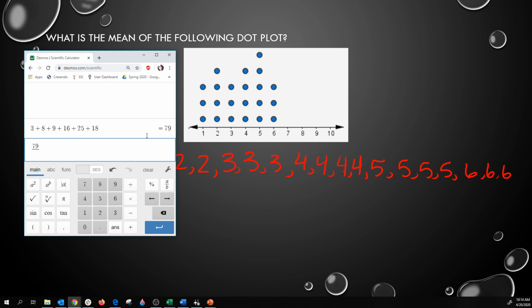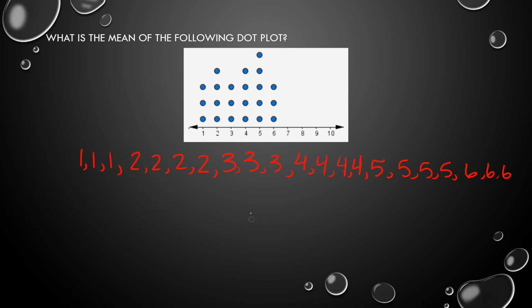So I need to divide that by how many dots I have. So I'd have 1, 2, 3, 4, 5, 6, 7, 8, 9, 10, 11, 12, 13, 14, 15, 16, 17, 18, 19, 20, 21, 22. Divide that by 22 and I get 3.59. And I'm going to round that to 3.6. So the mean or average of this data set would be 3.6.